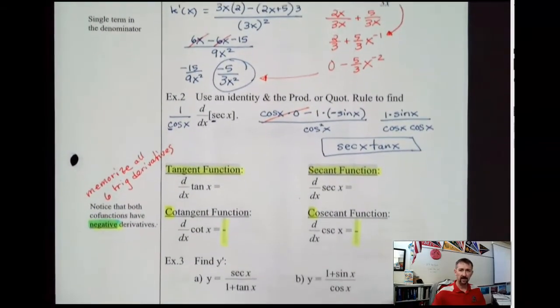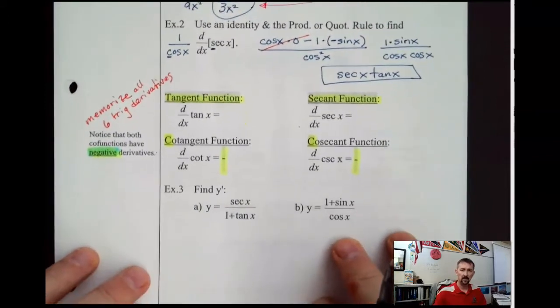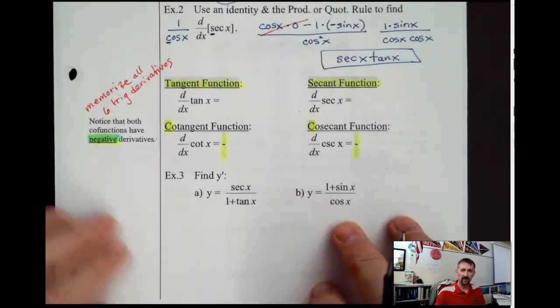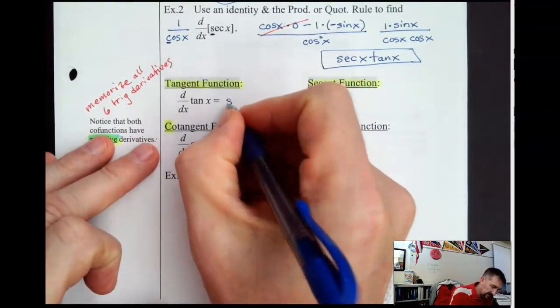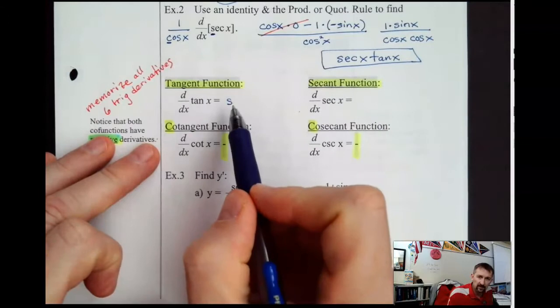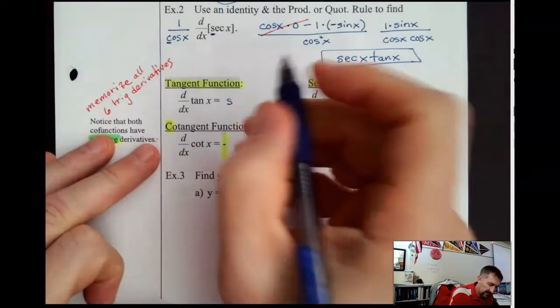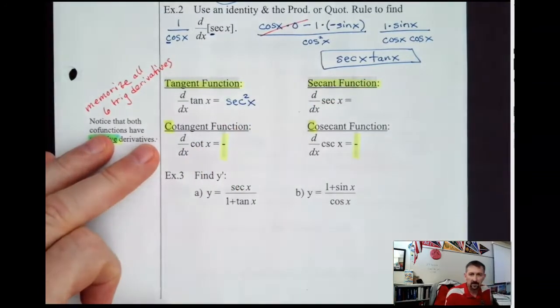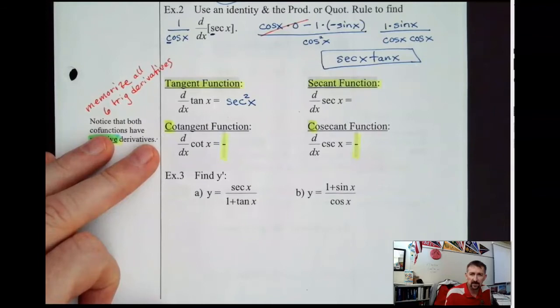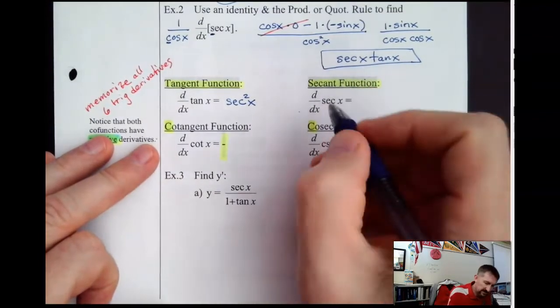The other day, we did the derivative of tangent. So the derivative of tangent is... Now hopefully you can fill this out. Pause and fill it out. So the derivative of tangent is secant squared x. You should start memorizing that right now. Tangent is secant squared x. Secant, we just did, is secant tangent.